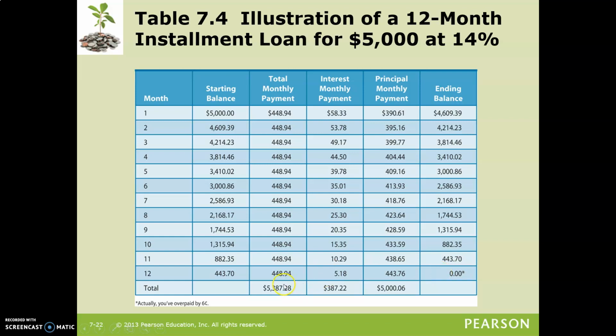So the total, if you borrowed 5,000, you actually paid after 12 months 5387.28. So the interest itself on the 5,000 loan is 387.22.